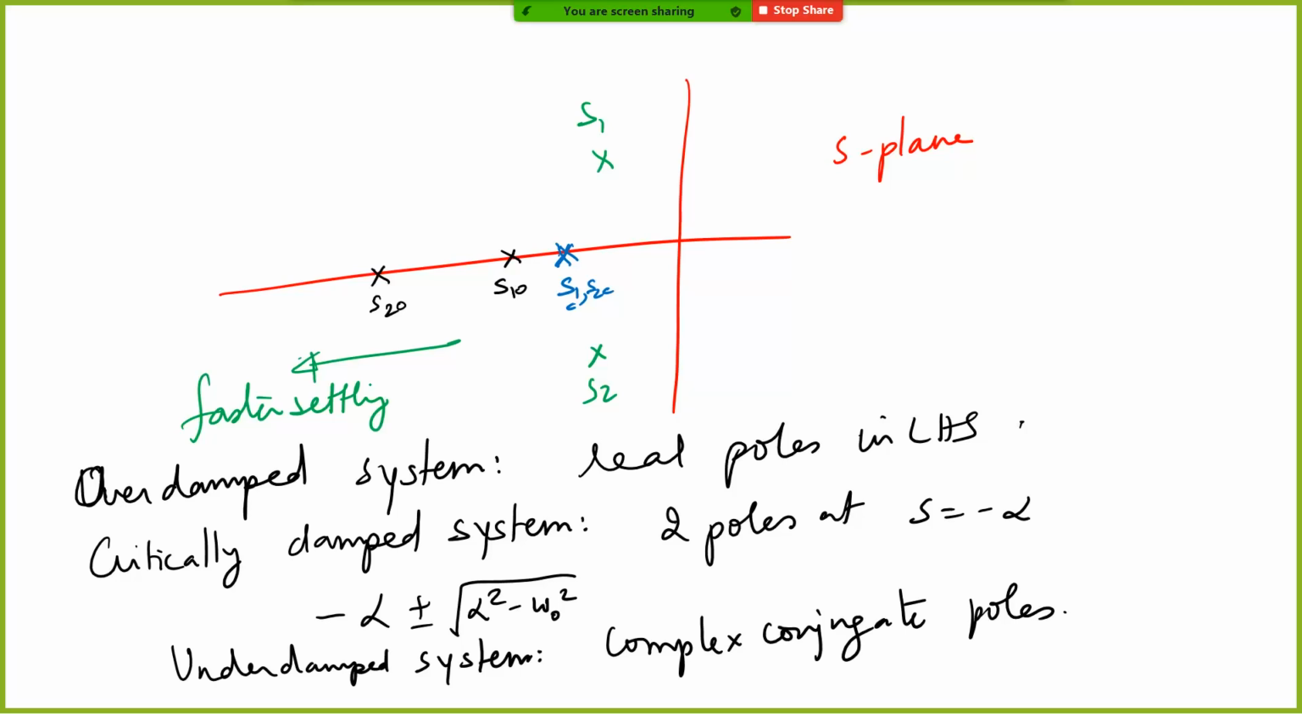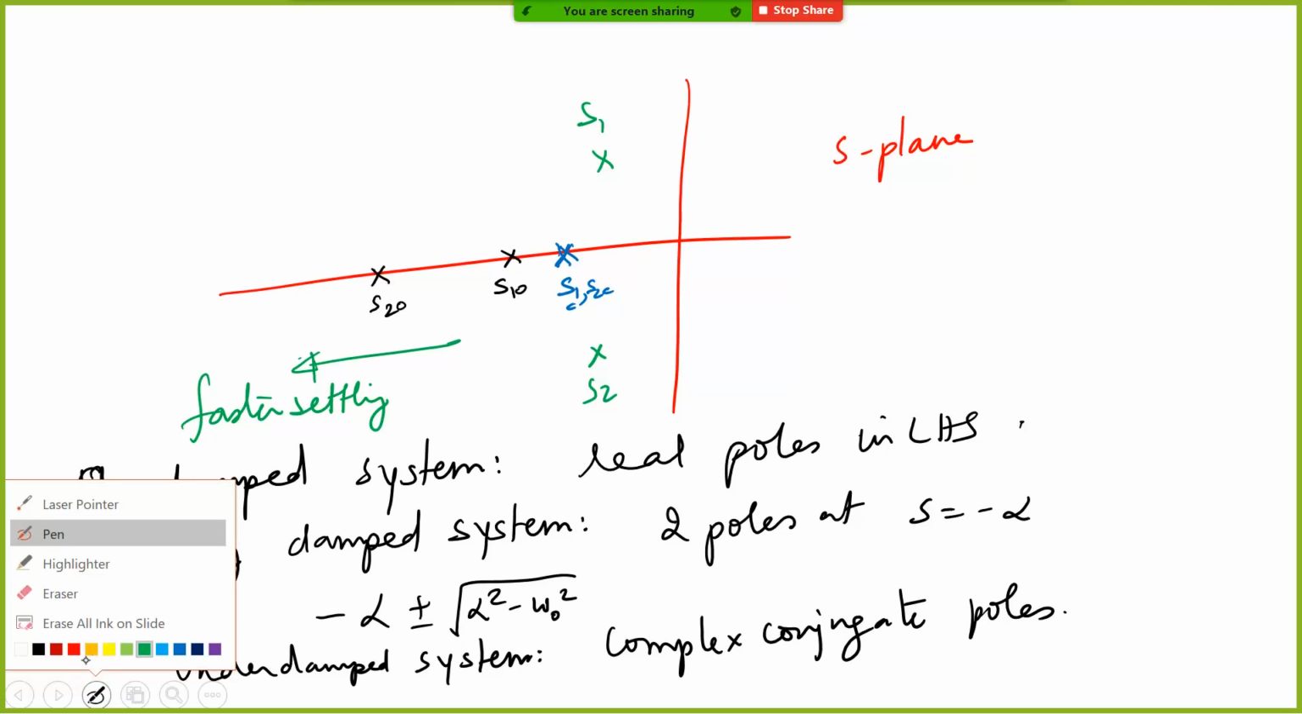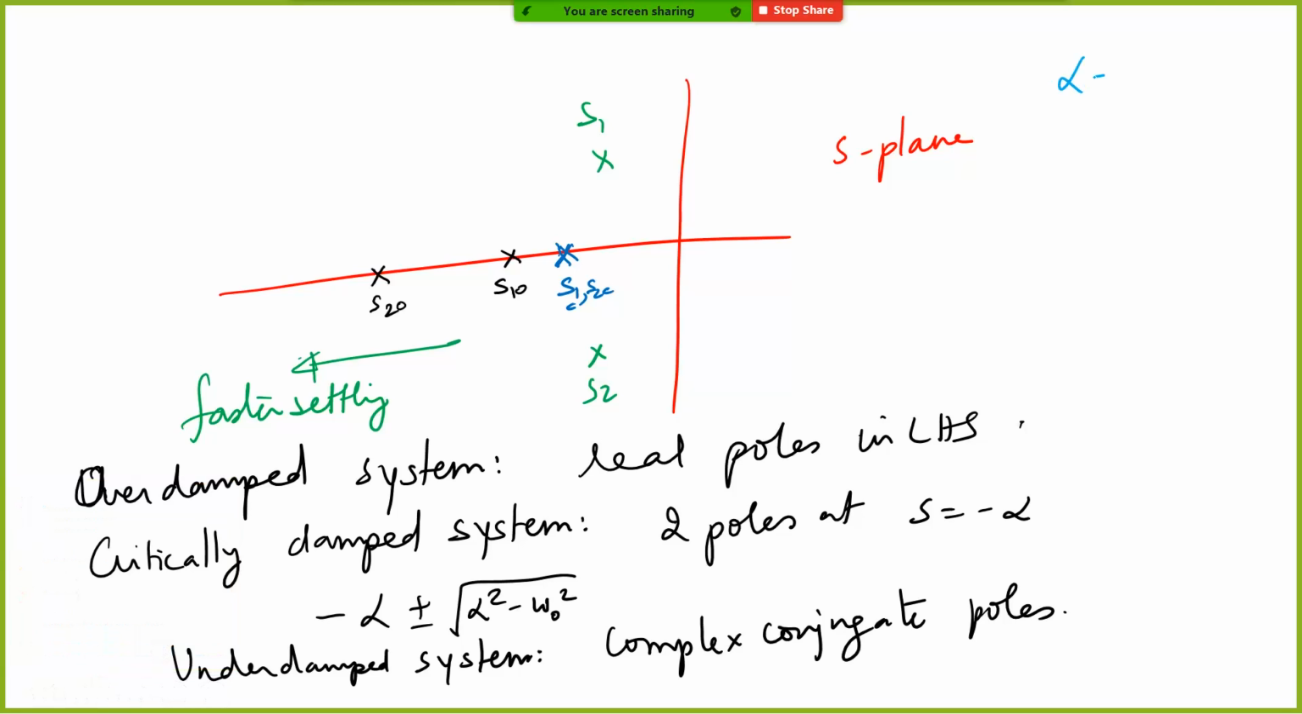If these poles appear closer to the y-axis, you will have very slow settling. For overdamped it will be slow, critically damped it will be slow. For underdamped also, e power minus alpha t is very slow, so it is going to take a longer time to die out. The limiting case is when alpha becomes 0. What will happen? The poles will lie on the j omega axis.